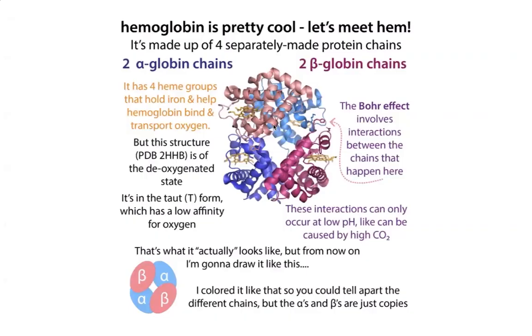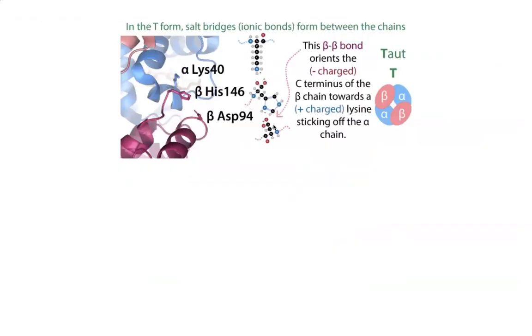So to understand why this is actually happening, and we want to understand why this is happening because it's super duper cool, the Bohr effect is going to involve interactions between the alpha and the beta chains that are going to help stabilize the T form and be pH dependent. What happens is that in the T form, you're going to have salt bridges. So remember, those are ionic bonds that are going to form between the chains. So remember, we have those alpha and the beta chains.